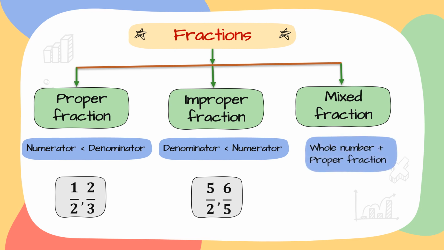The last one is the mixed fractions. Mixed fractions can be written as the sum of a whole number and a proper fraction. For example, 2 5 by 6, 5 3 by 2, and many more.